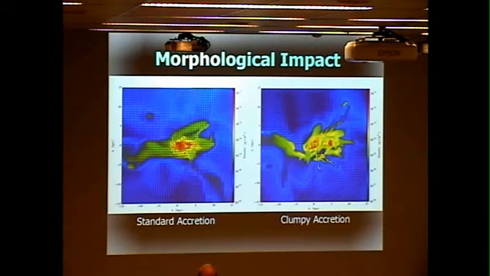So there are various comparisons we can do. These are comparing at similar times. I've also looked at when the black holes reach similar masses, and the difference is not as extreme, but it's still clearly there.